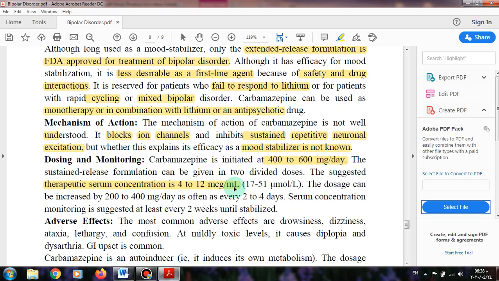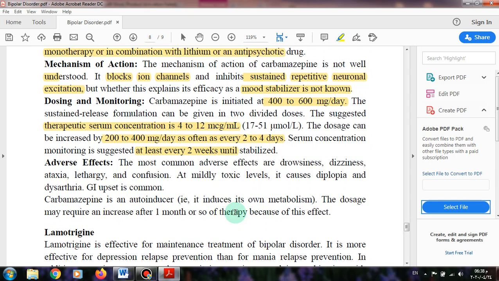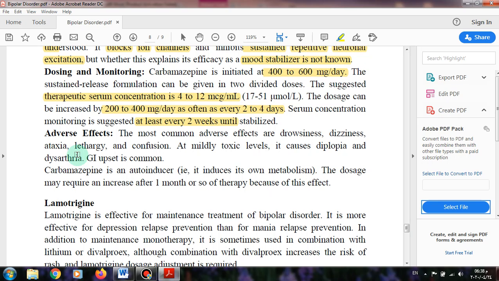Also carbamazepine is one of the drugs that we will discuss, God willing, under therapeutic drug monitoring. Dosage can be increased by 200 to 400 milligram per day every 2 to 4 days. Here, every time I increase the dose, every week or every two weeks, I do therapeutic drug monitoring until stabilization of the dose. Most common adverse effects include drowsiness, dizziness, ataxia, lethargy, and confusion. The important point is that carbamazepine is an auto-inducer, it even induces its own metabolism, so the dose may need to be increased after 1 month or so of therapy because of this effect.